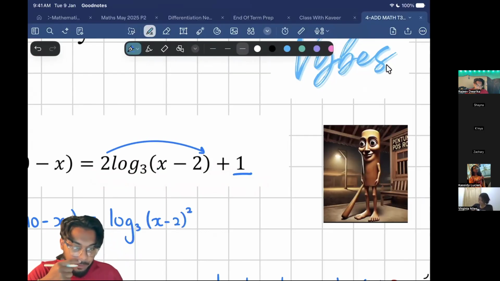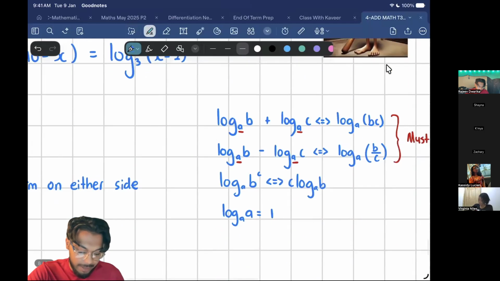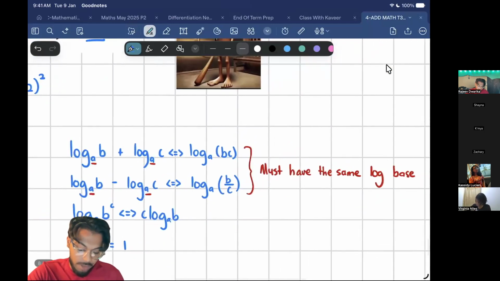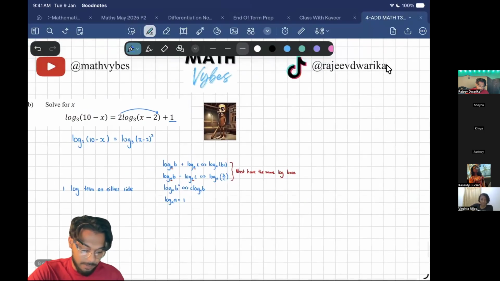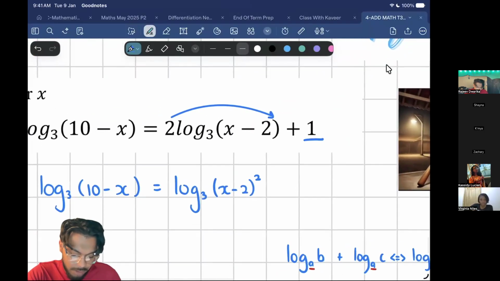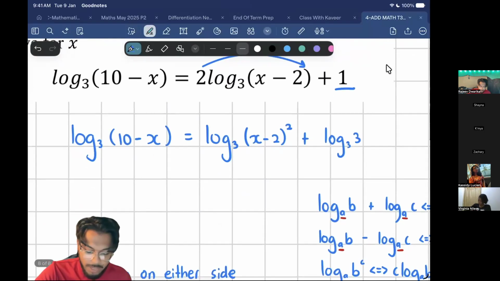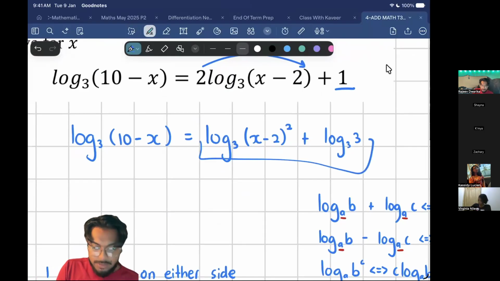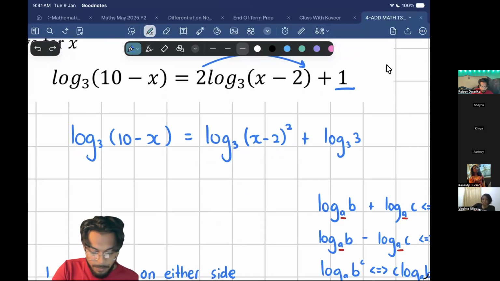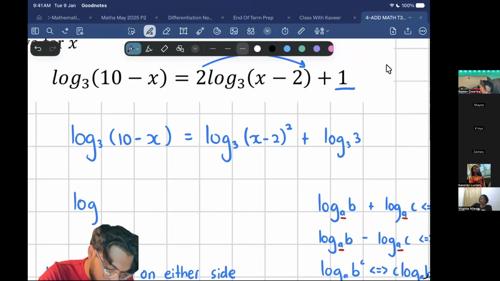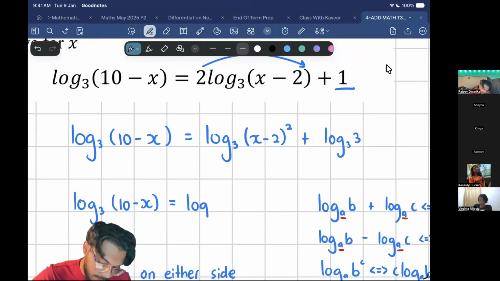Here's the thing. We want to get one log term on either side. To do that, I would need to use the product rule or the quotient rule. But to do this, you must have the same log base. Is there any way I could write 1 in terms of base 3? Log base 3 of 3. So what can I now use on this? The product rule. So that's going to be log base 3 of what?